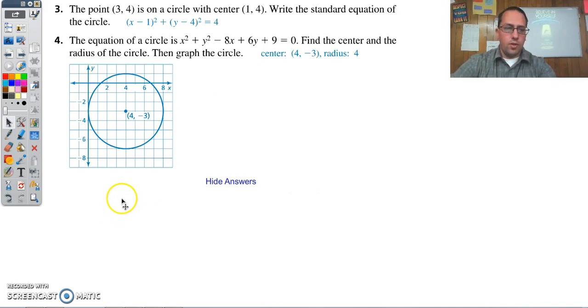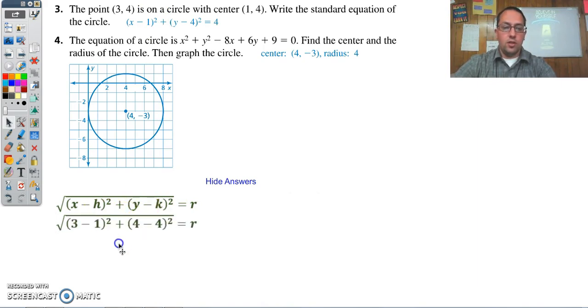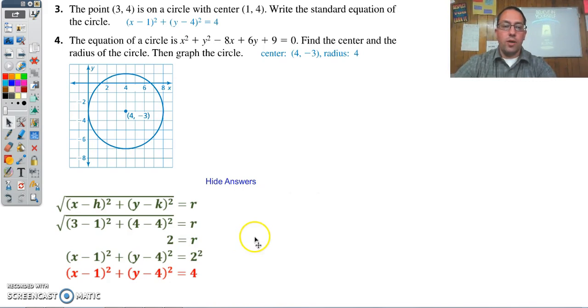So number 3, we have the center, we have a point on the circle, we need to come up with the radius. So for the radius, we're just going to use the distance formula. It's going to look like this. Plug it in. x and y come from the point on the circle. h and k, that's your center. And you can really just type it into your calculator. And there is r, so you plug that back in, and there's your equation. All right? So not too bad.